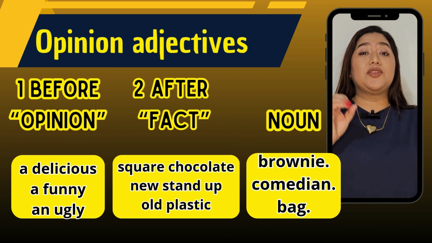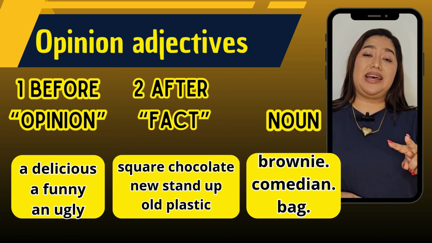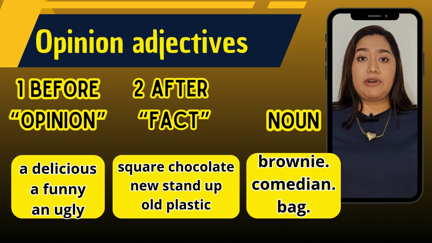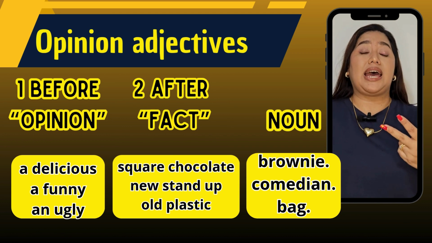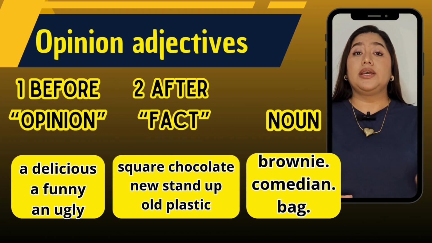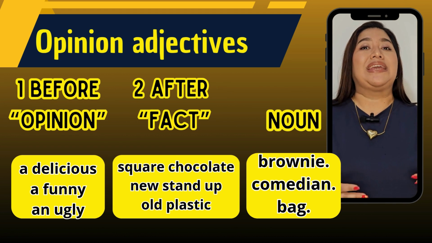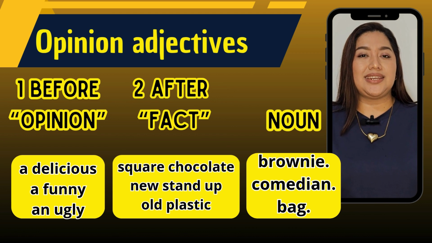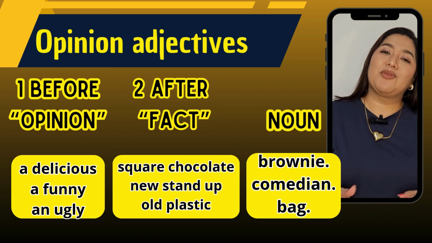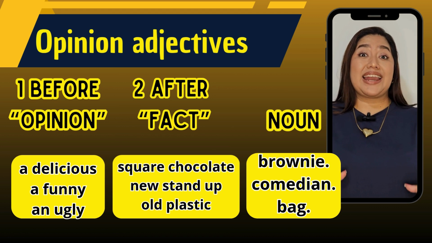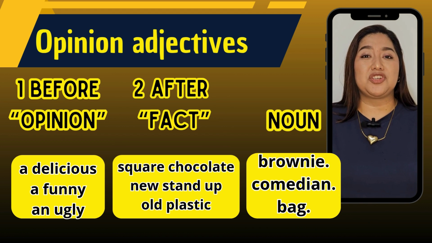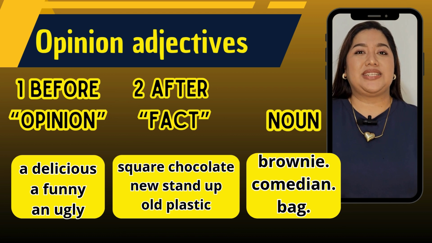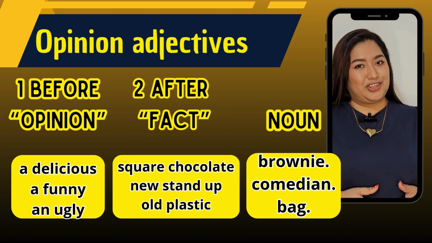So again, today we learned that we have 2 types of adjectives: fact adjectives and opinion adjectives. In real life, we're going to use at most 3 adjectives together plus a noun. First, we need to place the opinion: delicious, funny, ugly, beautiful, interesting, disgusting. And then we're going to place the fact adjectives in the order we previously mentioned. And finally, a noun. So well, I believe this was an interesting English class.